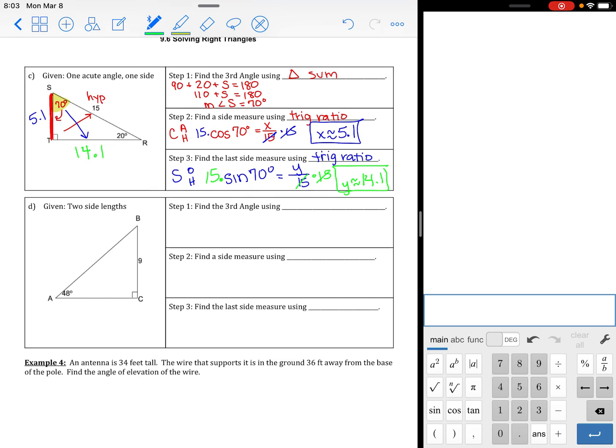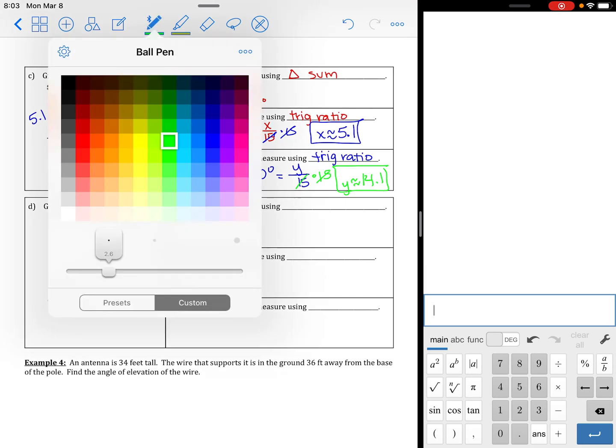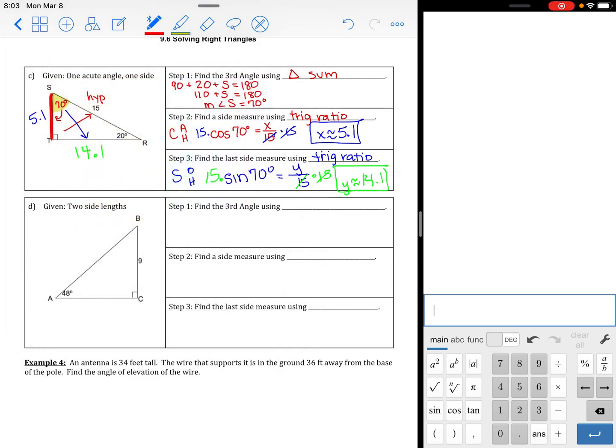All right, here's another one that's given an angle and a side length. The first thing we're going to do is find the third angle using the triangle sum. I have the 90-degree angle, I have a 48-degree angle. I need to figure out what's missing to make 180. So this is 138 all together. And then I'm going to find what's missing by subtracting. 180 minus 138 is 42. So the measure of angle B is going to be 42 degrees.